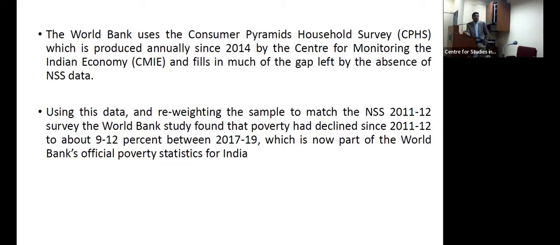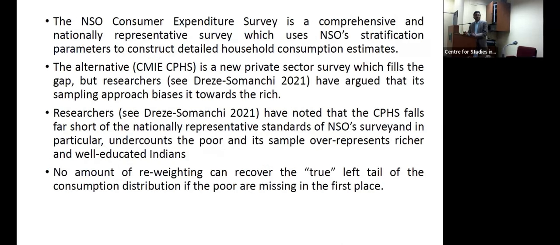Okay? And then they basically find that depending on which estimation method you use, it was 9 to 12% between 2017 and 2019. So roughly speaking, since the last proper data round that was available, it has gone down by more than half or just about half, which would be a very, very good achievement if it was okay. Now, what's the problem with this?